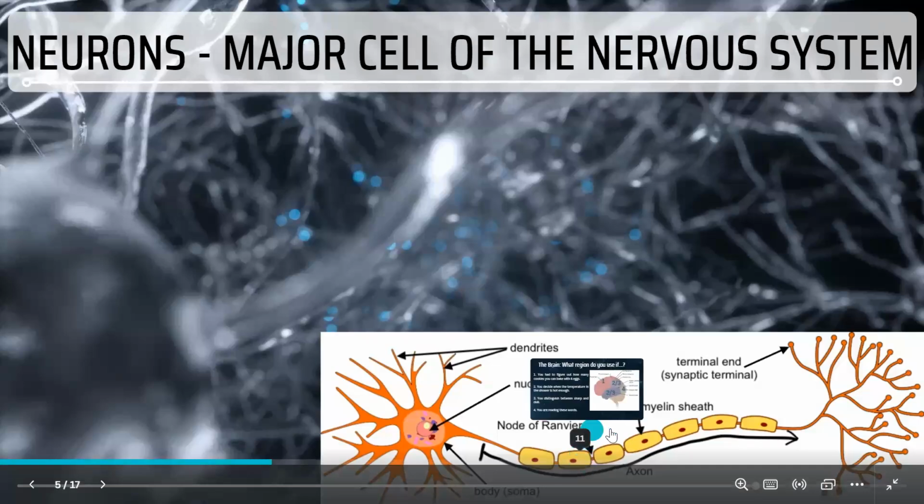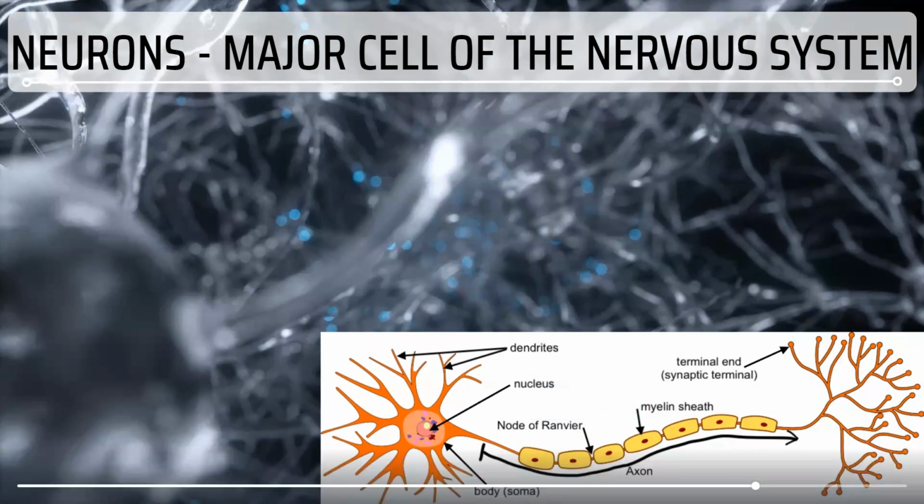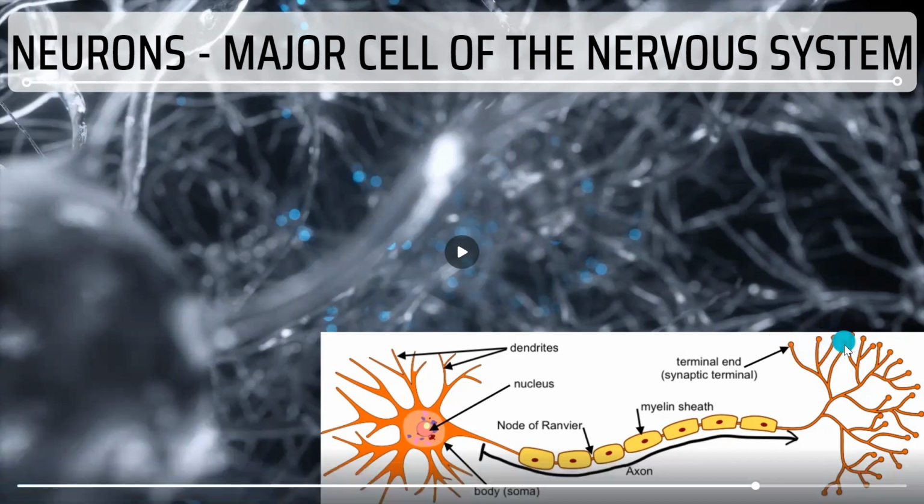In between each cell, we call that a node of Ranvier. At that area, the signal kind of jumps across each node to continue traveling down the axon. And eventually, when we get to the end of our axon, we have these little synaptic terminals, or dots, at the end here, and they contain neurotransmitters.